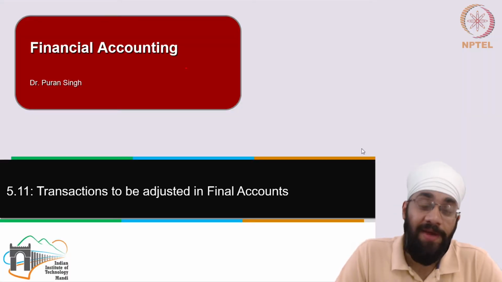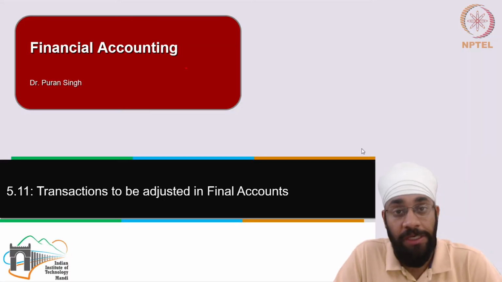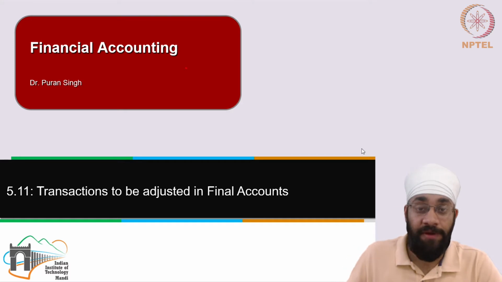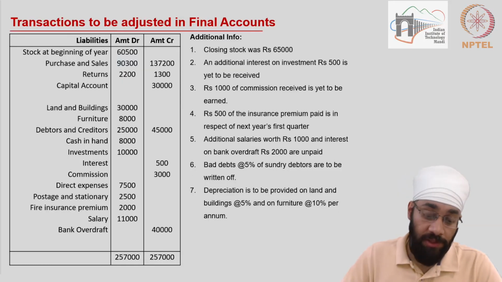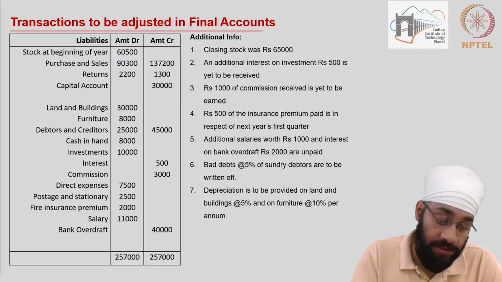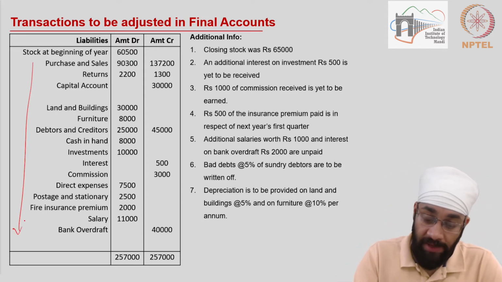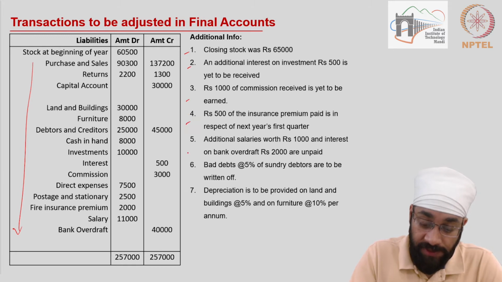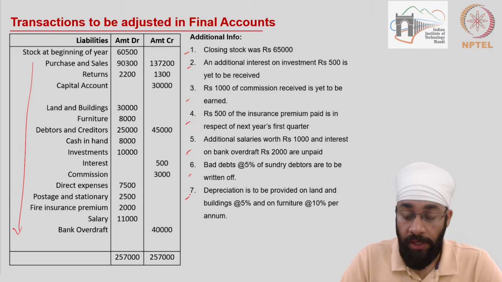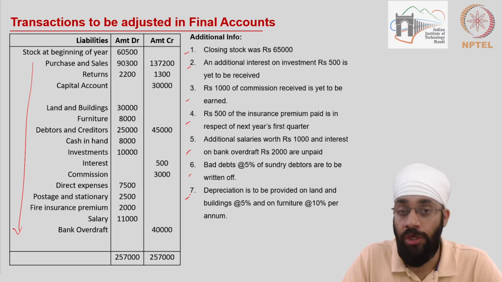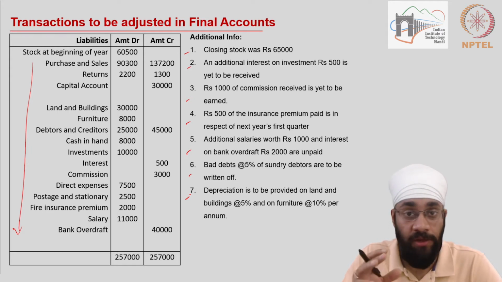In this video, we're going to look at the transactions which need to be adjusted in the final accounts. So on the screen, you see a trial balance. There are a range of account balances which are given, and there are 7 additional pieces of information. And these are the transactions which need to be adjusted in the final accounts.